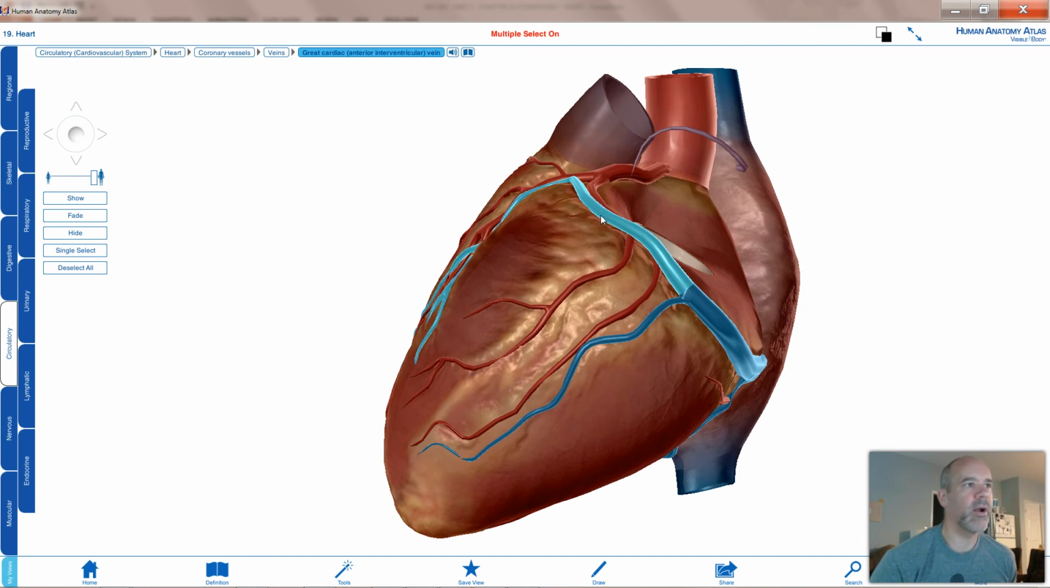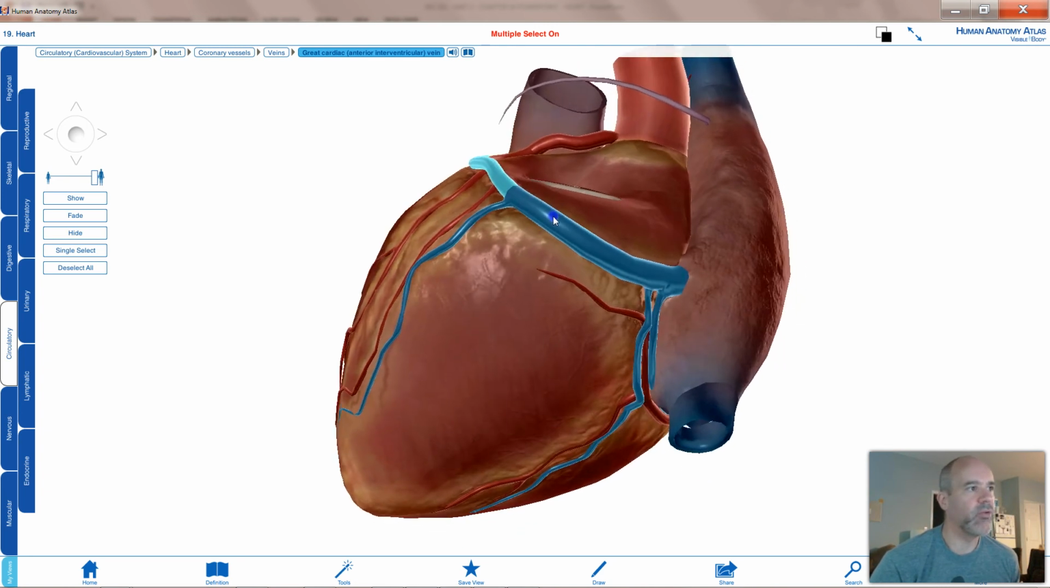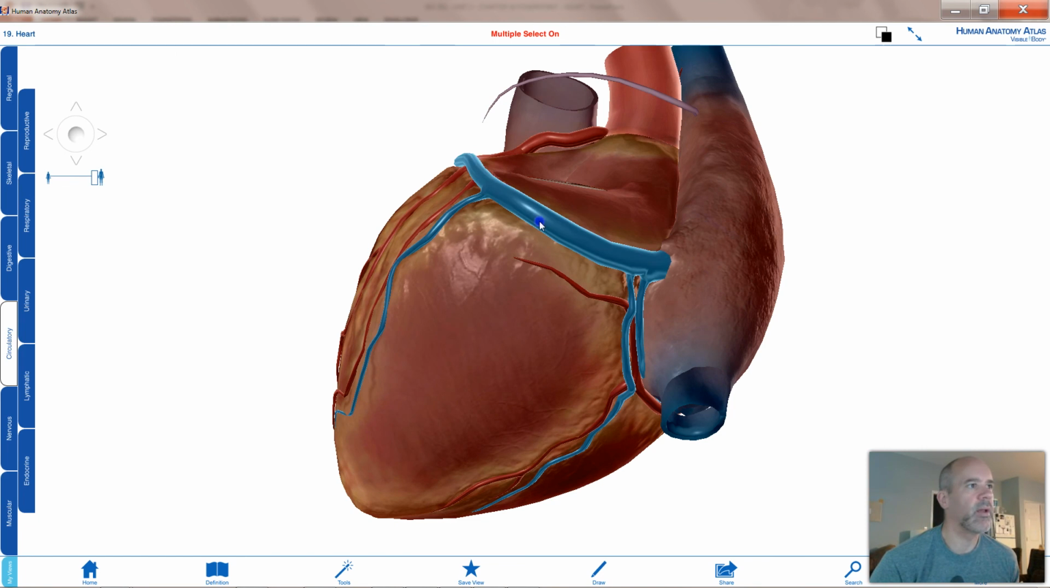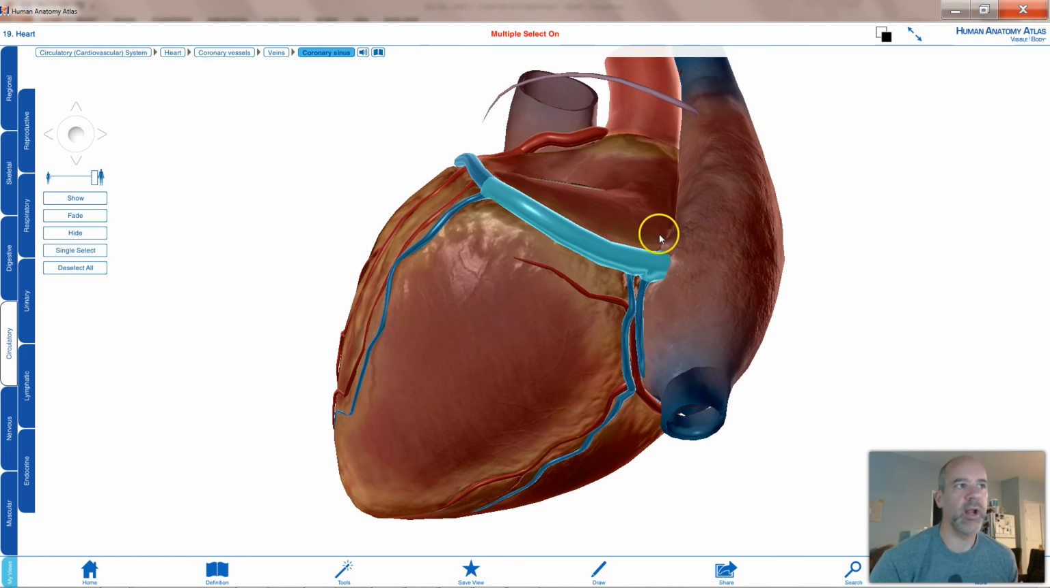All right, there's your great cardiac vein. So that's carrying this deoxygenated blood off of a large portion of your left and right ventricles. And that blood is going to continue to flow into right here. Let me deselect all, and now let me light that one up. This is called your coronary sinus, which is a big, thick vein. And we're over on the posterior side of the heart.